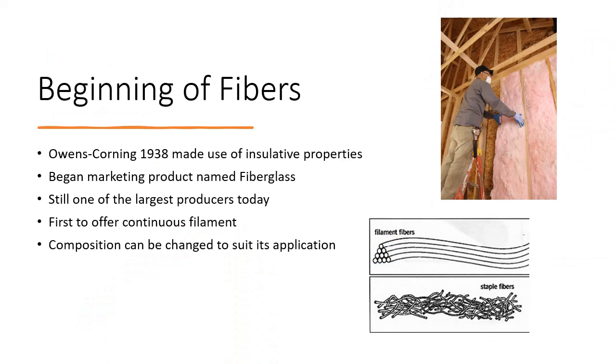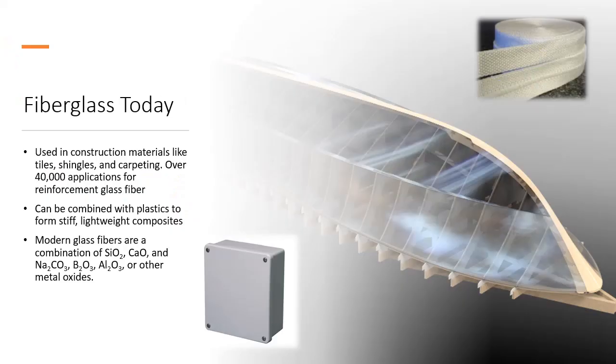Fiberglass was first commercially produced in the late 1930s. In 1938, the Owens Corning Corporation came out with a method of producing continuous strand filament fibers. Previous to this, fiberglass was mainly produced in this staple form and used as insulation in homes. The Owens Corning Corporation marketed theirs as fiberglass and the name stuck, and they are still one of the largest producers today. Today, fiberglass is used in construction materials like tiles and shingles and has over 40,000 applications alone as a reinforcement agent.